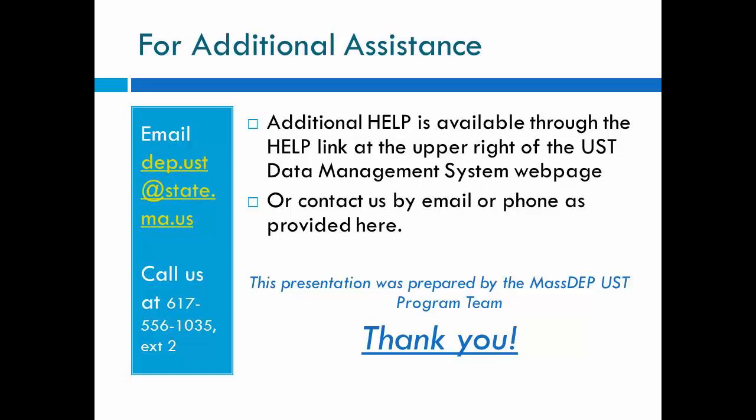By clicking on the Help button in the upper right side of the screen, you can obtain a user manual for the Underground Storage Tank Data Management System. You can also call or email the MassDEP Underground Storage Tank Helpline. For email, it's dep.ust@state.ma.us or call 617-556-1035 extension 2. Thank you.